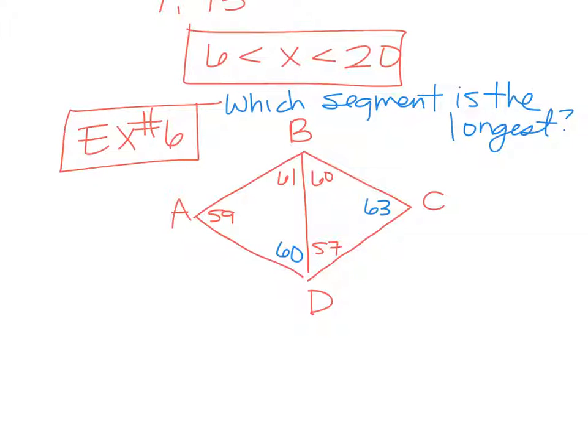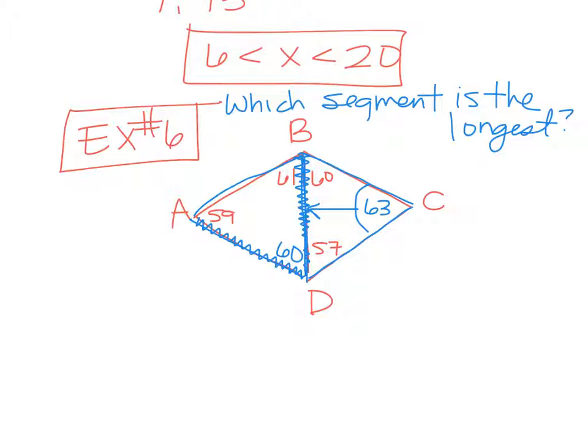Here's why. BD is the longest in which triangle? BCD, right? In this triangle, your biggest angle is here, which means your longest side is here. Okay? Now forget about the triangle on the right and look at the triangle on the left. In this triangle, which side is the longest? AD. This side here. Okay? So you have AD and BD are your longest sides.